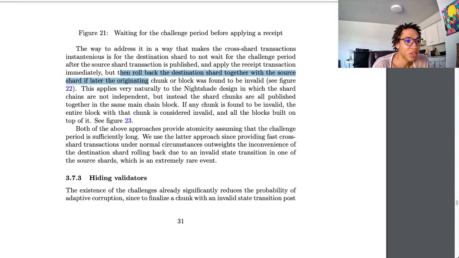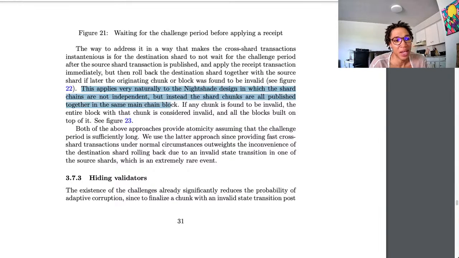Okay. So we're going to roll it back later. This applies very naturally to the Nightshade design, in which the shard chains are not independent, but instead the shard chunks are all published together in the same main chain block. Makes sense? You're not rolling back each chain individually. You're just rolling back a certain segment of state in certain shards. If any chunk is found to be invalid, the entire block with that chunk is considered invalid, and all the blocks built on top of it. So basically, if one piece of data in one block is invalid, then all blocks on top of it are invalid. And so you really do have some sort of revert back.